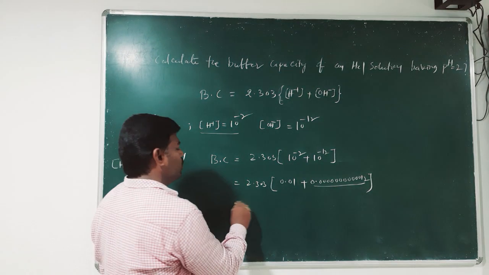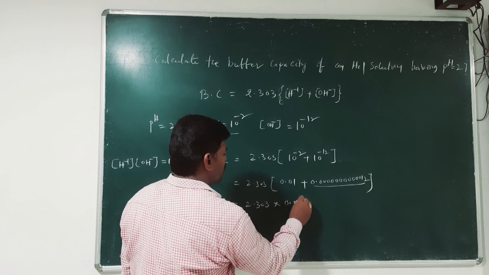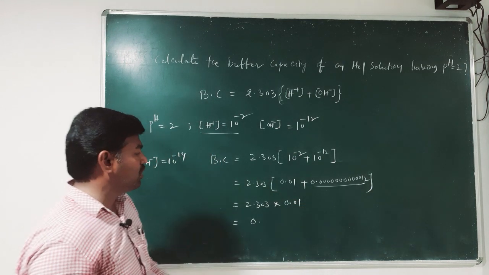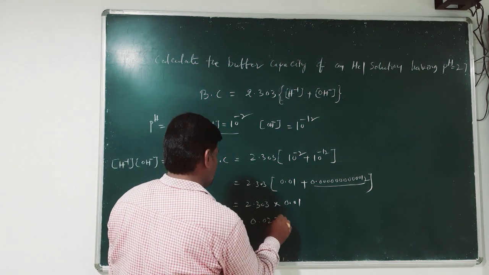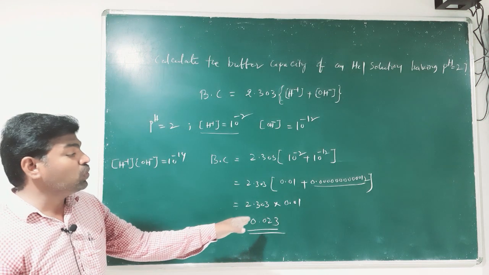So 2.303 into 0.01 comes out to be 0.023. So the buffer capacity is 0.023.